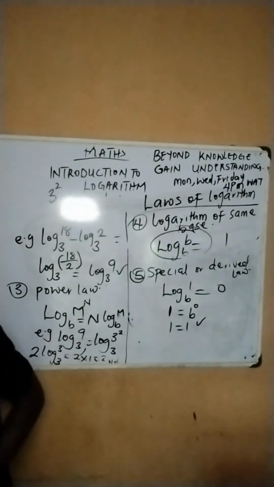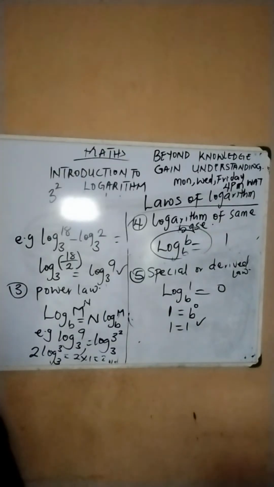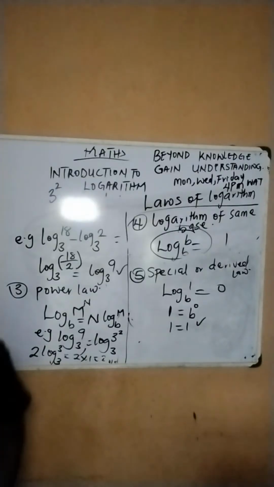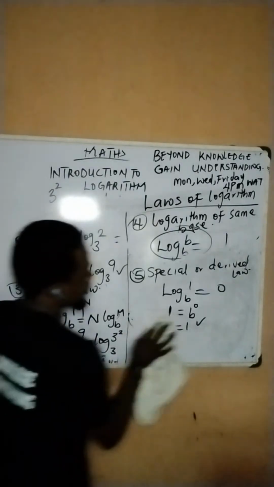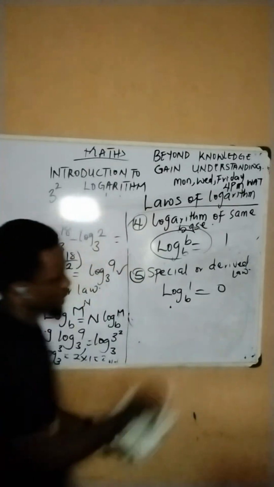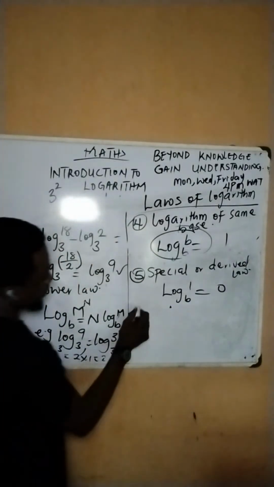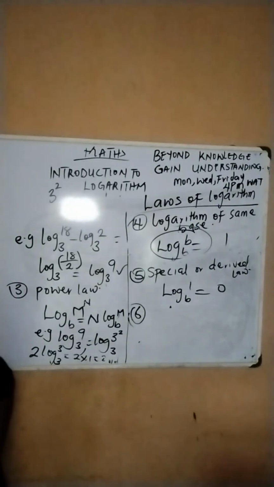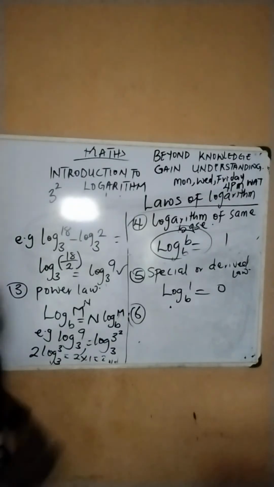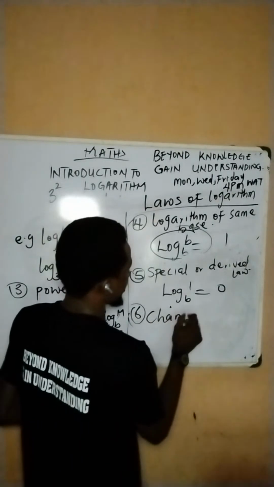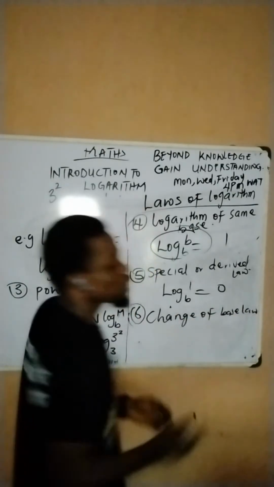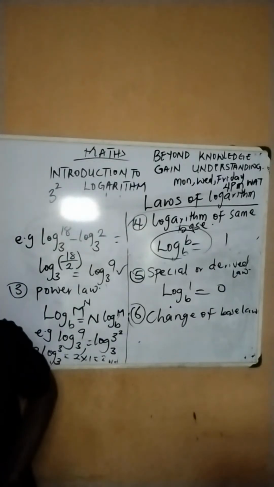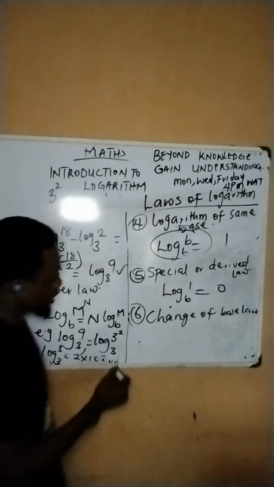This is the proof for this particular law. And then the sixth law, which is called the change of base law. This one is quite interesting. So let me give you the way that it looks like.